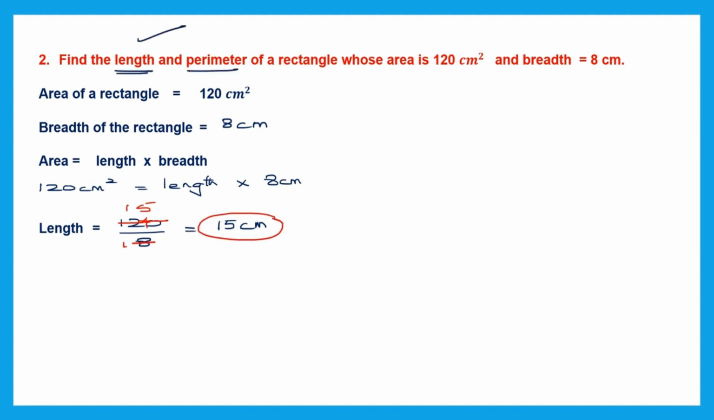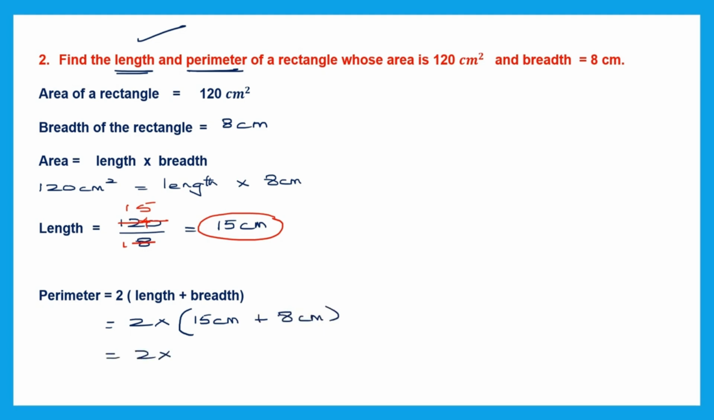We've also been asked to find the perimeter. So let's find the perimeter. So the formula to find perimeter is 2 into length plus breadth. That is 2 into, what is the length now? We know length is 15 centimeters and the breadth we know is 8 centimeters. So now this is 2 into 15 plus 8 is 23. 23 centimeters. 2 into 23 is 46. So the perimeter also we have found, and that is 46 centimeters.